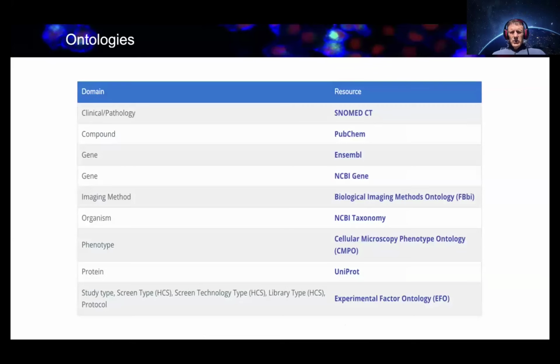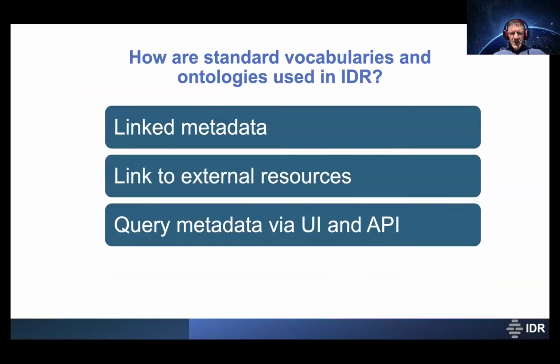So IDR uses several ontologies when data is submitted. Again, this is an important piece to add value, because we can then start linking various pieces of the puzzle together for data reuse. So how do we use it in IDR? It's for linking the metadata together, linking to external resources, and after that, allowing us to query those data and start to ask scientific questions.